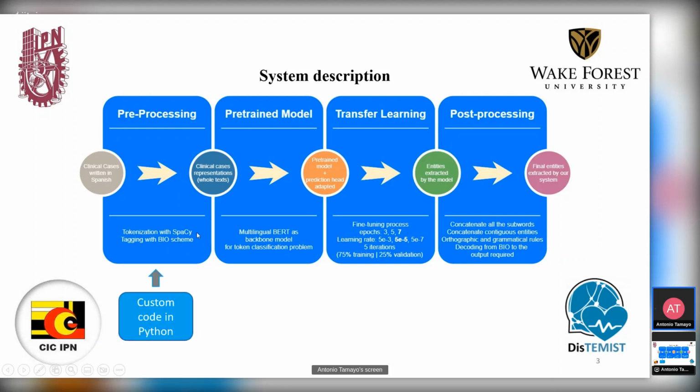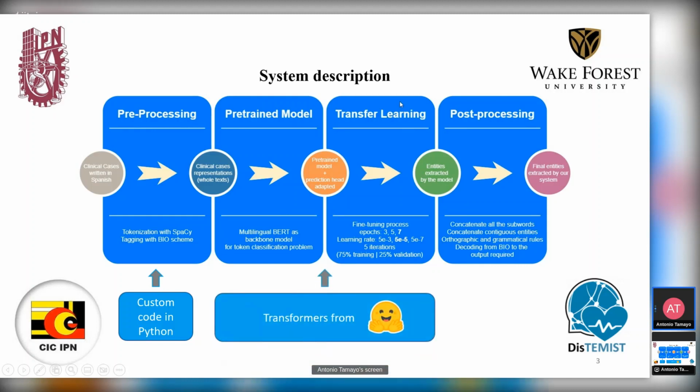Then, for the clinical case representations, we use the whole text. That's very important for our system. We used multilingual BERT as a backbone model to tackle the problem as a token classification problem. For the second and third stages, we used the transformers library from Hugging Face. For the transfer learning process, we changed the prediction head of the backbone, the multilingual BERT model, to tackle the problem as a token classification using begin, inside and outside labels.